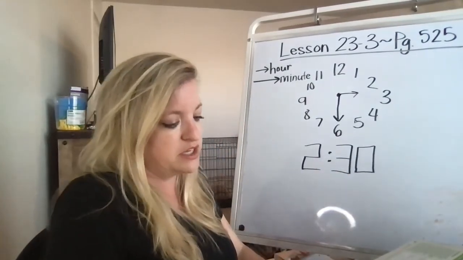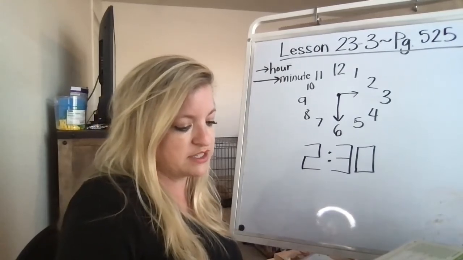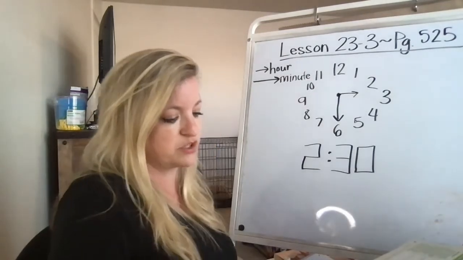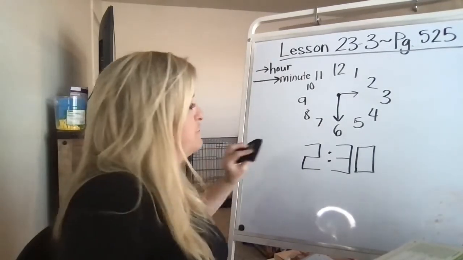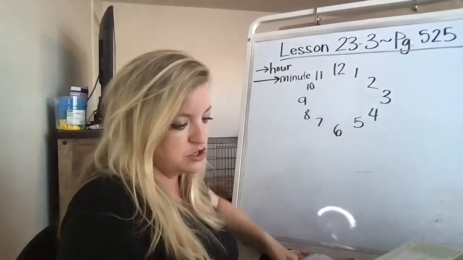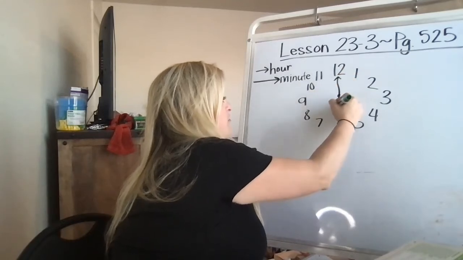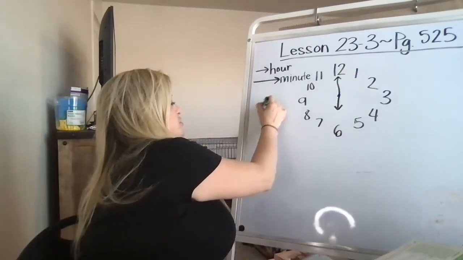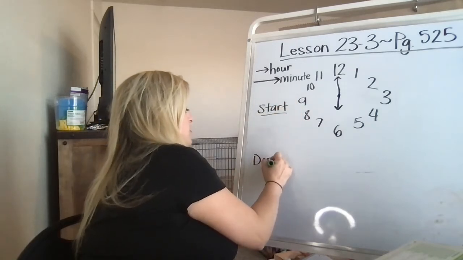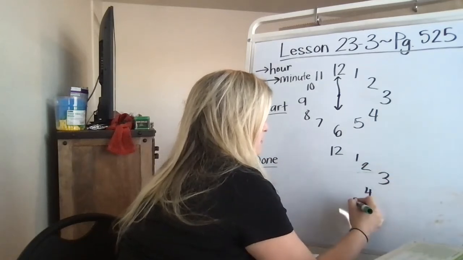Number 5, Imani starts eating at 6 o'clock. Imani finishes eating at 6:30. Draw hands on the clocks to show the time. When does she start and when does she finish? So she starts eating at 6 o'clock. So we know o'clock is pointing to that 12, and there is 6 o'clock. This is when she starts, and here's when she's done or when she finishes.